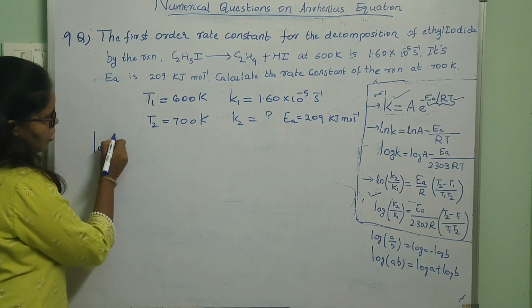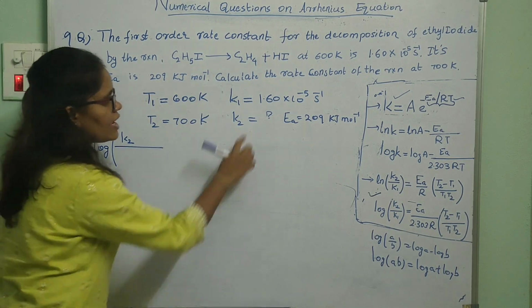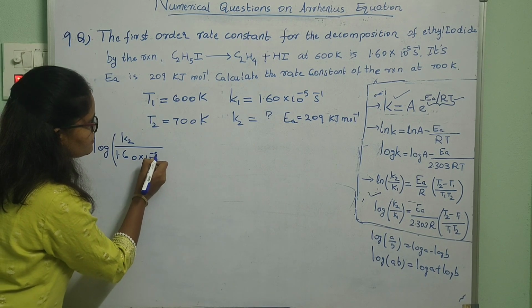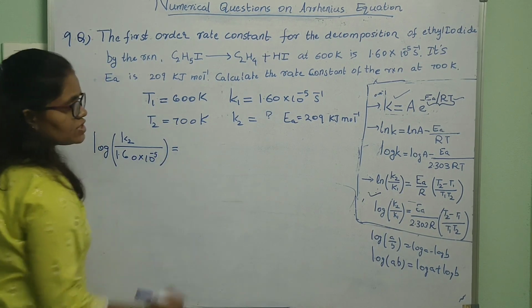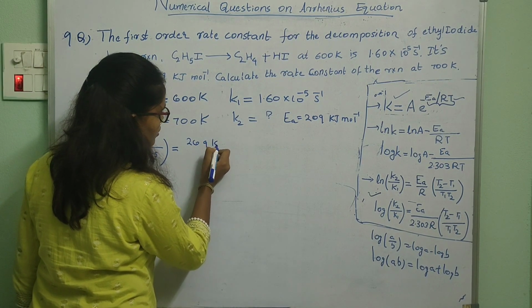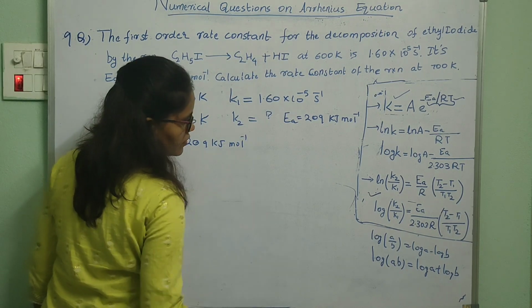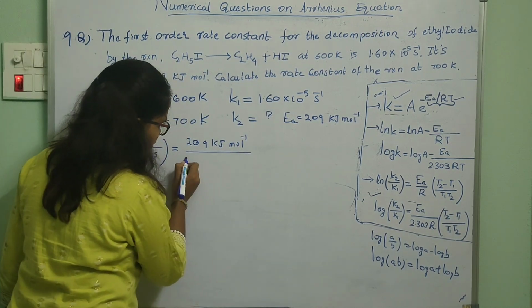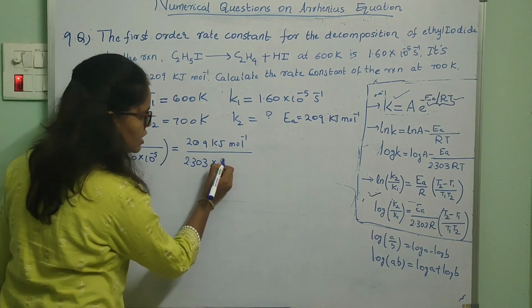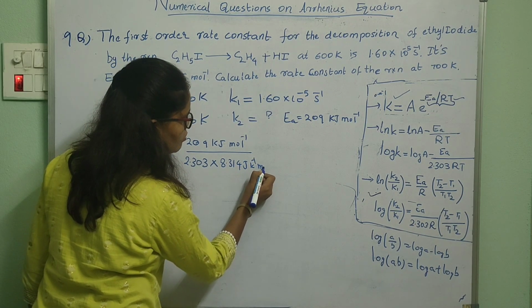Let me write it here. Log K2 by K1, we don't have the value of K2, we have to find it, we have the value of K1 as 1.60 into 10 power minus 5, which is equal to EA, 209 kilojoules per mole, by 2.303 into R. So what is R? 8.314 joule Kelvin inverse mole inverse.